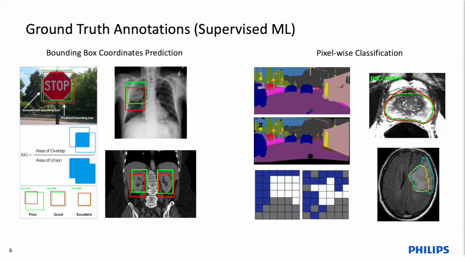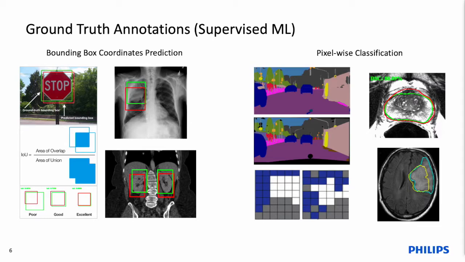So back to annotations. What do I mean by annotations? This is in the realm of supervised machine learning, where we need some type of ground truth in order to tell how good our algorithm is doing during training. This can usually come in two forms. One is a bounding box, where we can look at the coordinates of that box to define it.